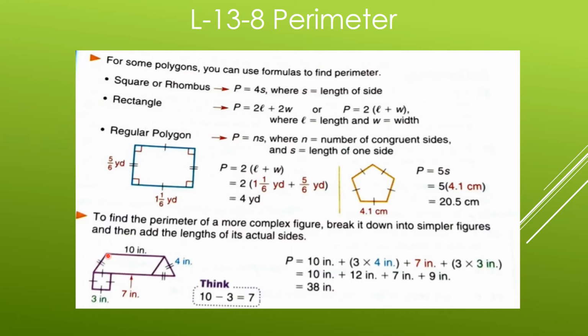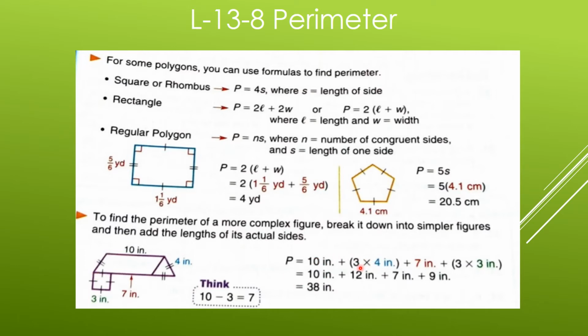For example, you can start here. How many? 10 centimeter. This is the boundary. 4 inches are there. 4 inches here, 4 inches, then 7 inches, then 3 and 3. Then how to find? You can see 10 inches.